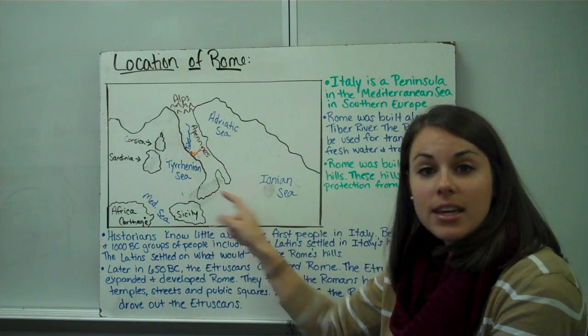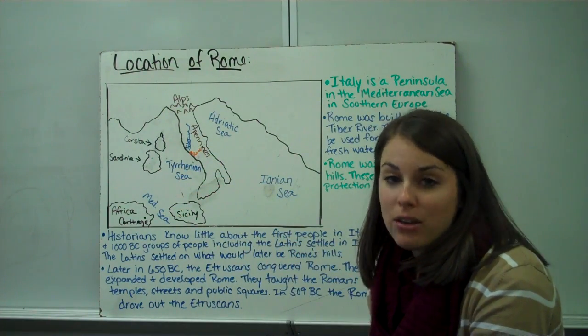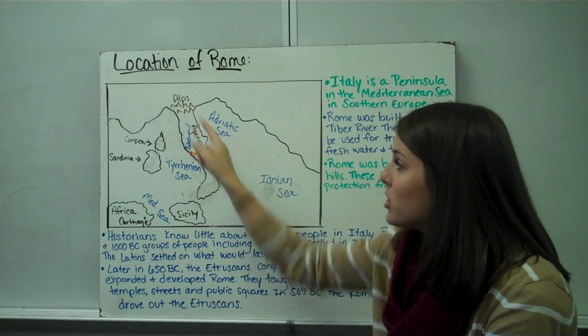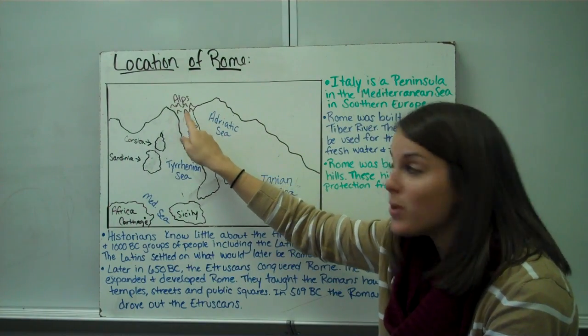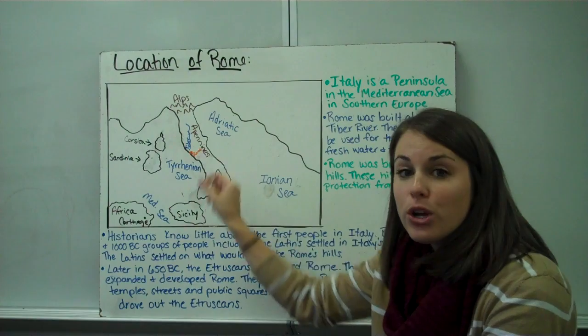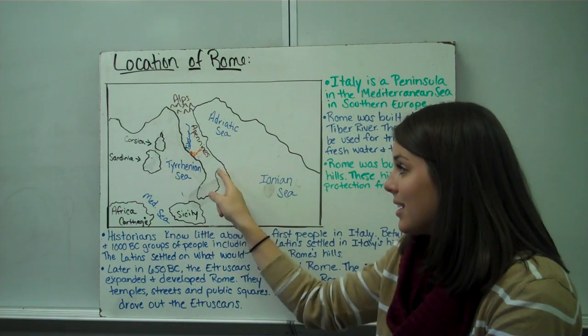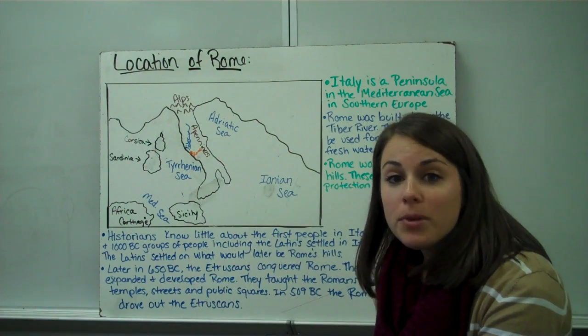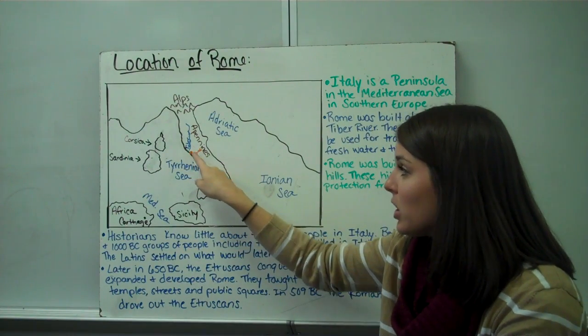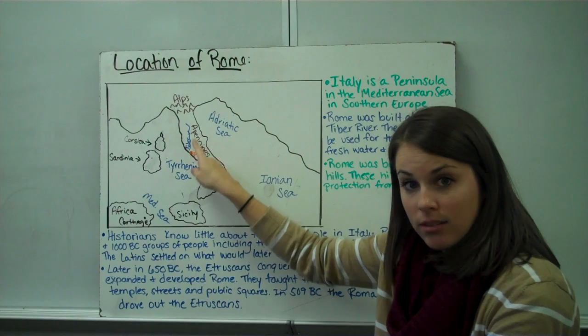As you look at Italy, it's important to notice two big mountain ranges. First is the Alps to the north. The Alps are a huge mountain range that actually provide a natural border between Italy and the rest of Europe. Then you have the Apennine Mountains that run north to south along Italy. We will be talking about Rome specifically. Rome is right here on the map. It is very close to the Tiber River.